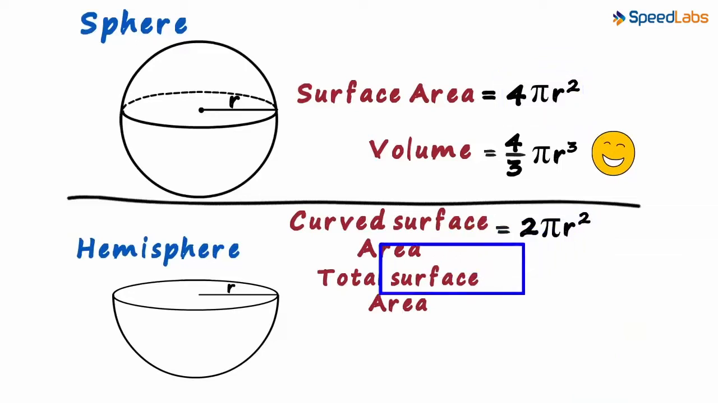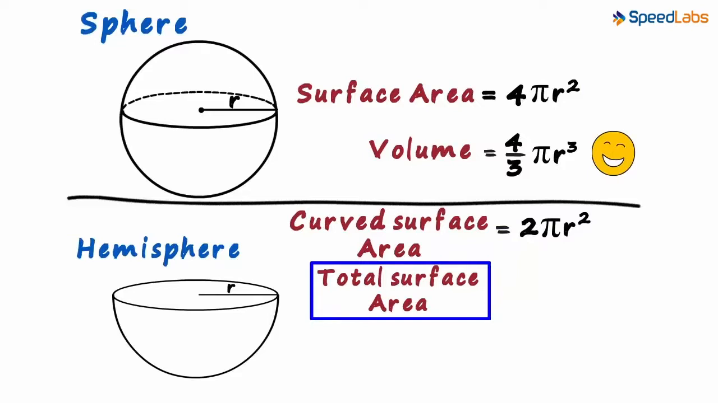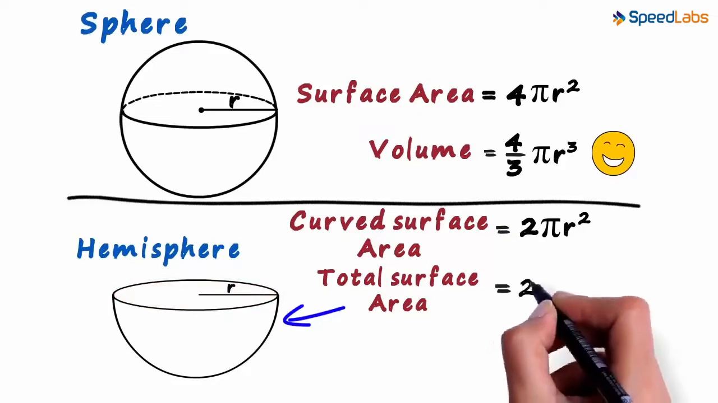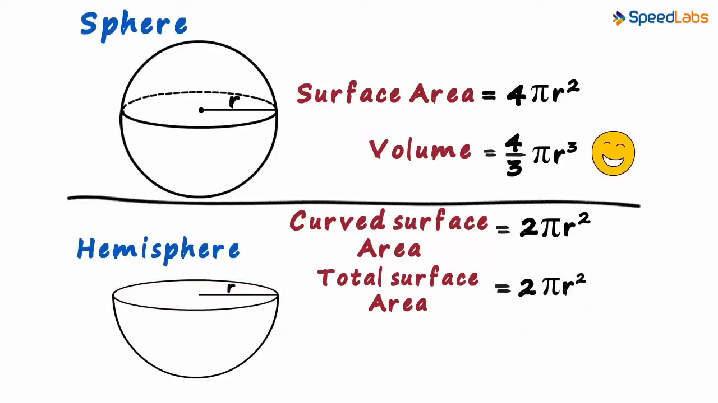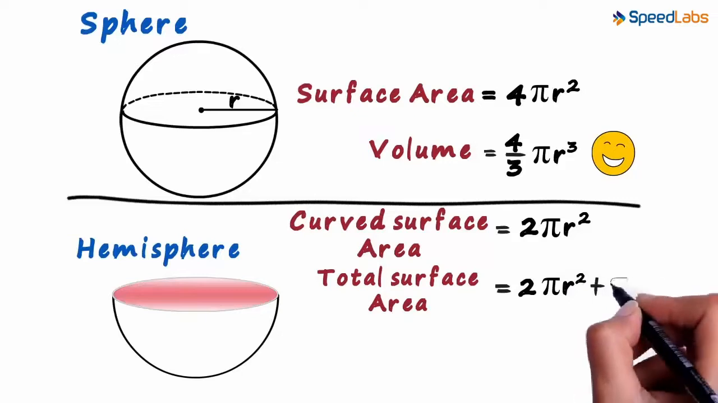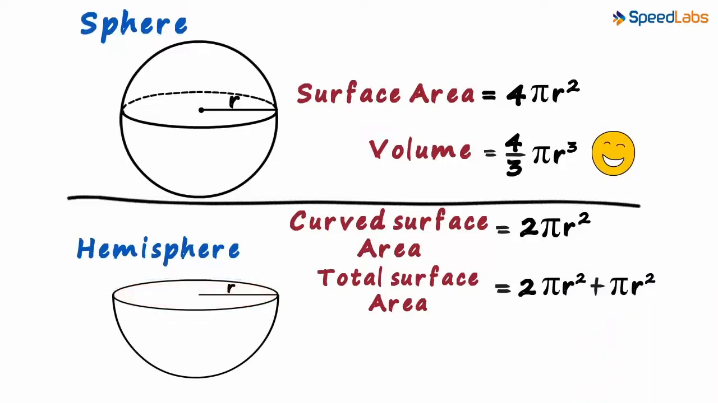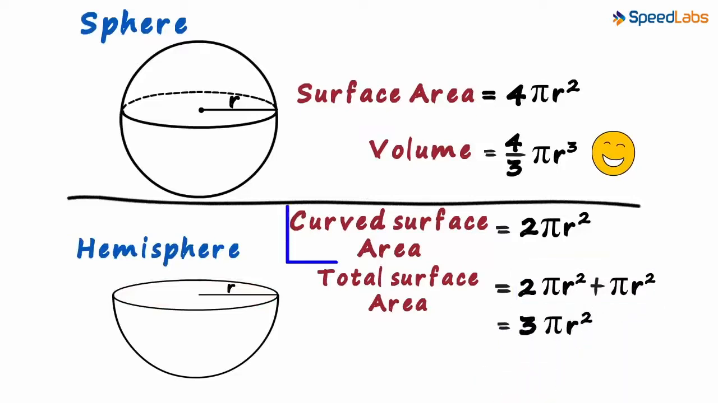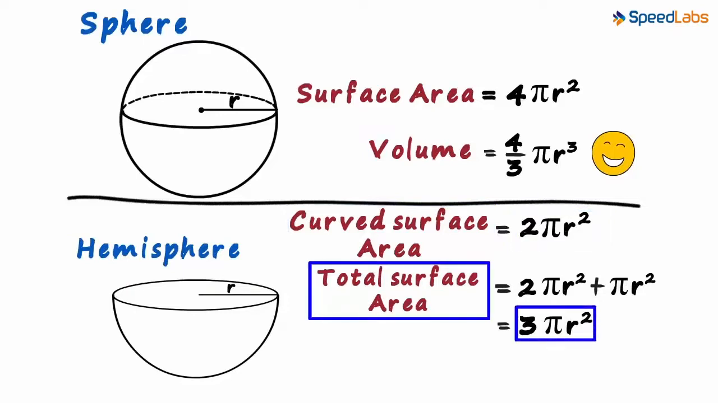What about the total surface area? The total surface area will be the sum of the area of the curved surface and the area of the circle on top. We have figured the area of the curved surface to be 2 pi r squared. The area of the circle on top will be pi r squared. Adding these two, we get 3 pi r squared. So the curved surface area is 2 pi r squared and the total surface area is 3 pi r squared.